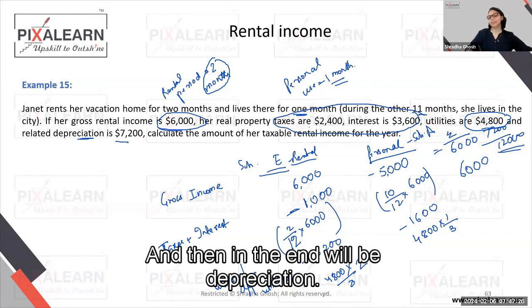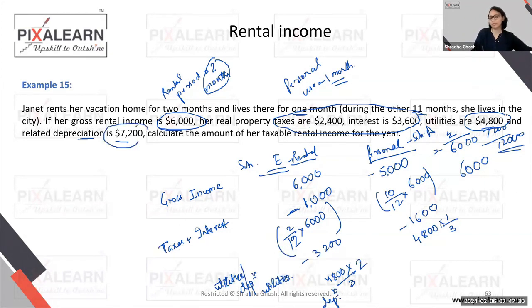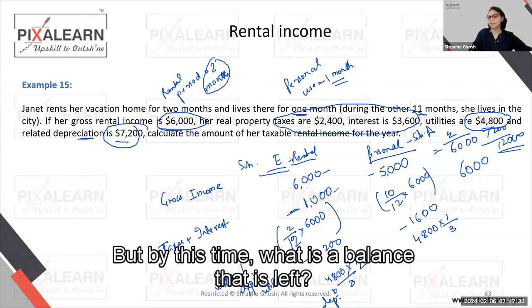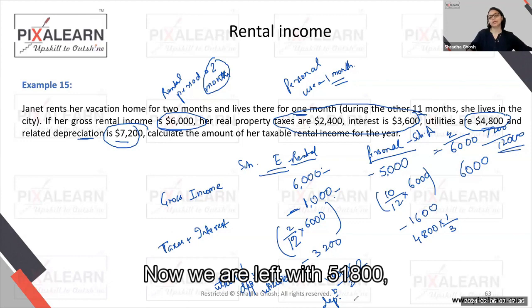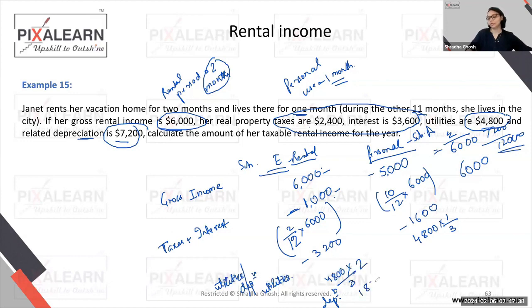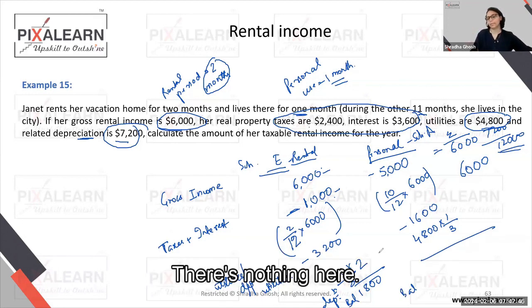And then in the end will be depreciation. If you look at depreciation, it is 7,200. But by this time, what is the balance that is left? We started with 5,000, and now we are left with 1,800, right? So this was the balance which was left.